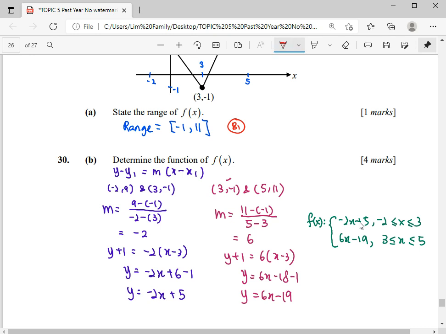So from here, how are we going to get our marks? Our first mark is for finding this gradient, and then getting the line equation. Find the line equation, substitute our point and our gradient, and get the answer of the line equation. Then finally, we have to put it in the format of a piecewise function.